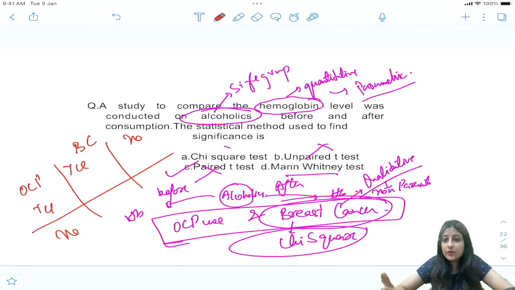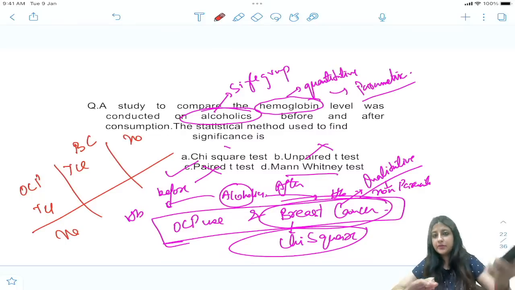Okay, now if you want to go into detail of this, you can check out the test of statistical significance video either on Unacademy or PrepLadder. In the rapid revision video of PrepLadder also, I have taught all this, so you can just go through that once. Okay, now coming to the last thing, graphical representation of data.